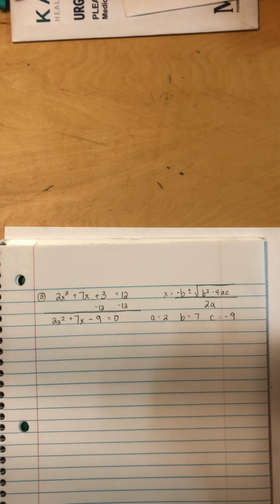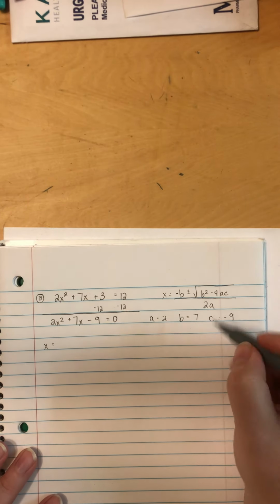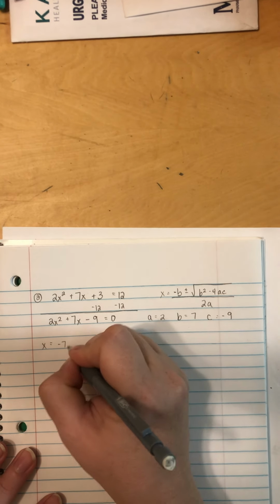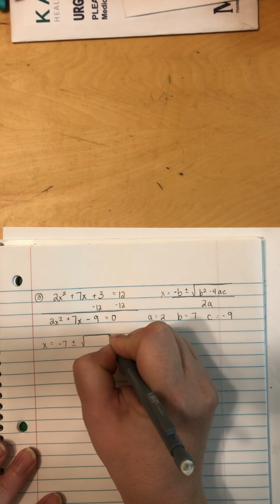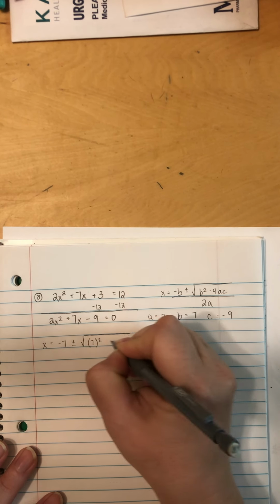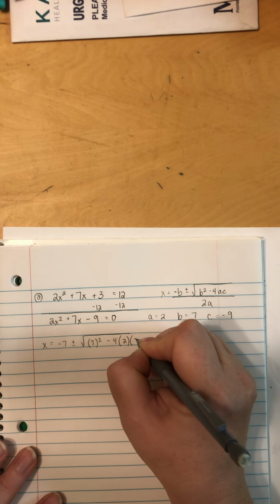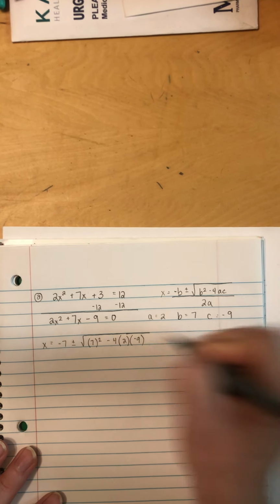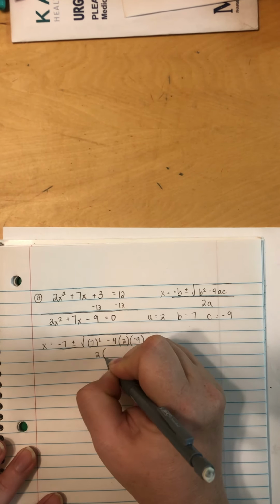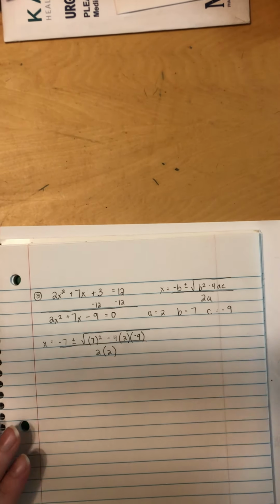Enter this into my equation. So I have x equals negative b, so my negative 7 is over here. x equals negative 7 plus or minus the square root of 7 squared minus 4ac, divided by 2 times a, 2 times 2. Let's simplify this.